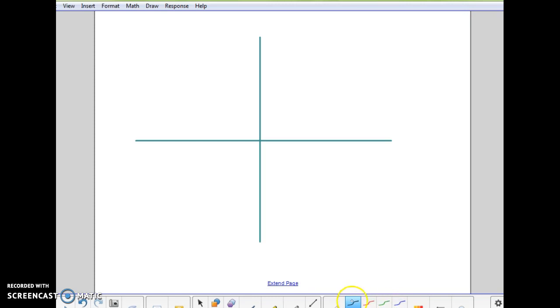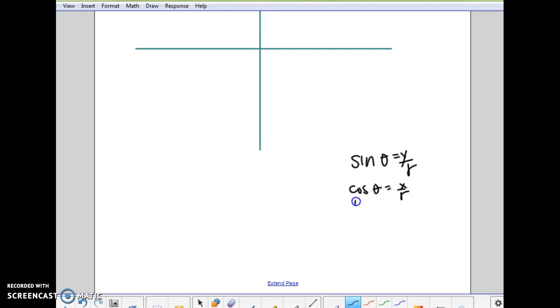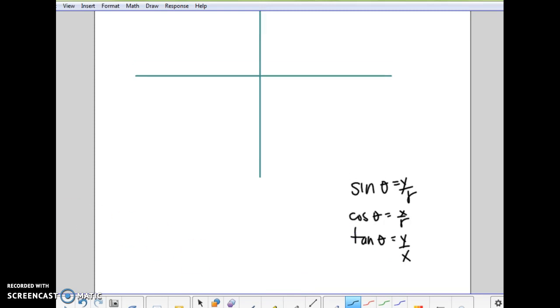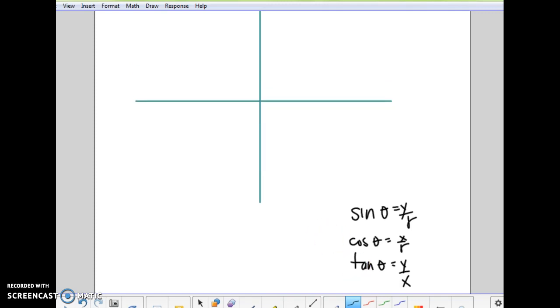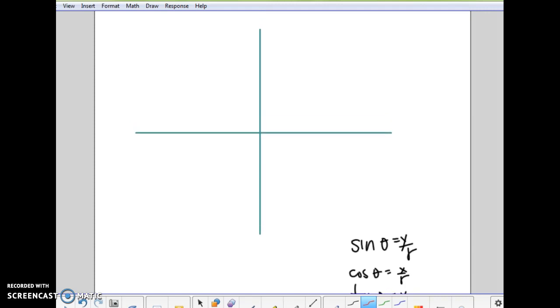What I want to talk about briefly is, sine of theta is y over r, cosine of theta is x over r, and then tangent of theta is y over x. R is always positive, and we talked about that the other day when we were going through and determining what R was.